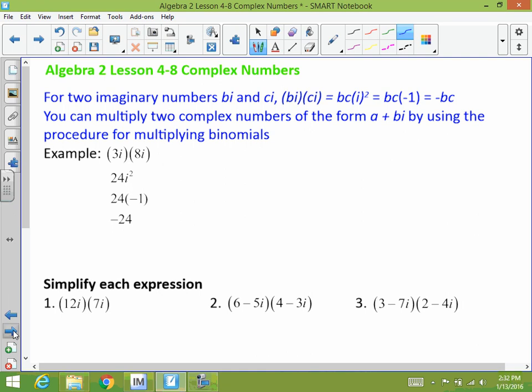For two imaginary numbers bi and ci, bi times ci becomes b times c times i squared, and i squared is negative 1, so it becomes b times c times negative 1, which becomes negative b times c. You can multiply two complex numbers in the form of a plus bi by using the procedure for multiplying binomials. In other words, distribute, or FOIL, however you want to think of it. So if I have 3i times 8i, that's like saying 3 times 8 times i times i, which is 24i squared. i squared is negative 1, so this becomes negative 24.